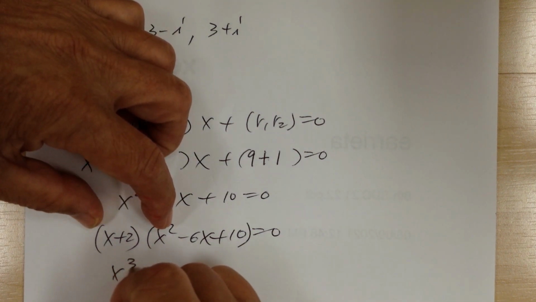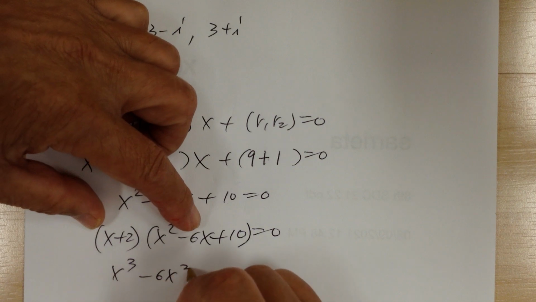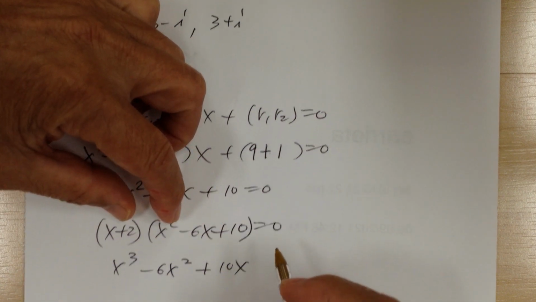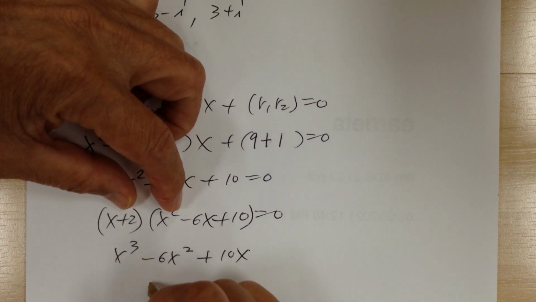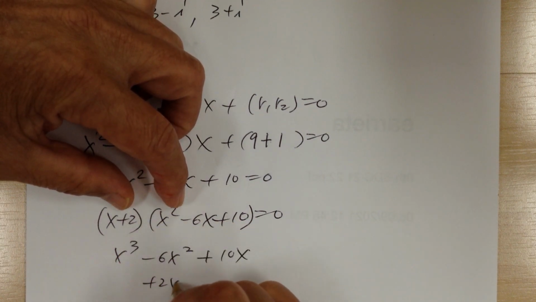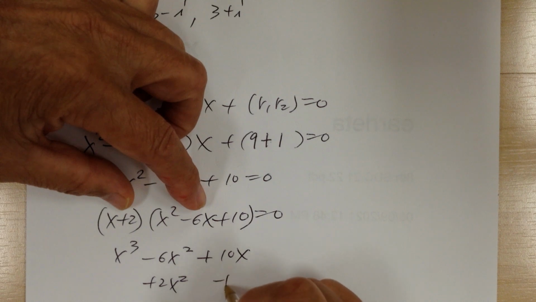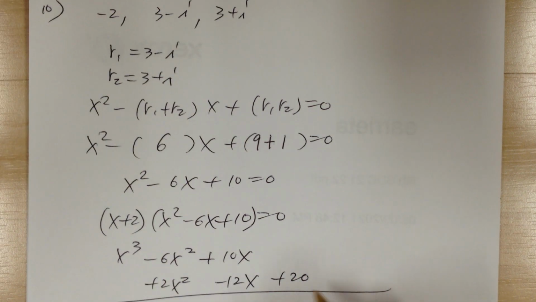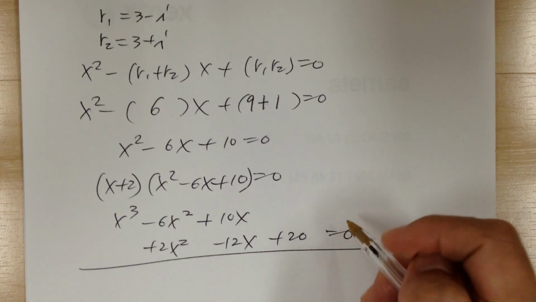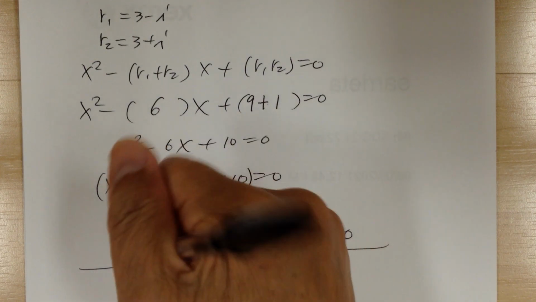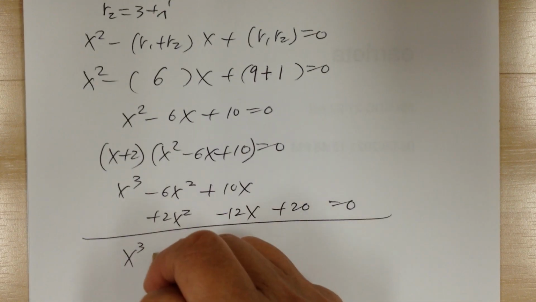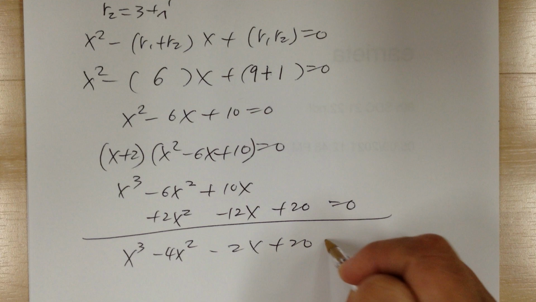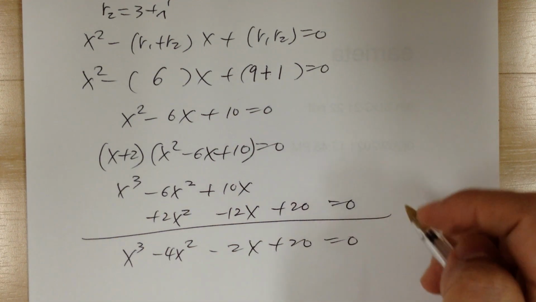So you get x cubed minus 6x squared plus 10x. And this one, I'm going to write it down below: plus 2x squared minus 12x plus 20, and so equal to 0. I write it this way because it's easier for me to line things up. So you get x cubed minus 4x squared minus 2x plus 20 equals 0. And this will be answer D.